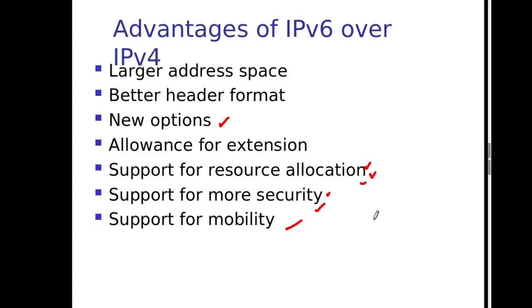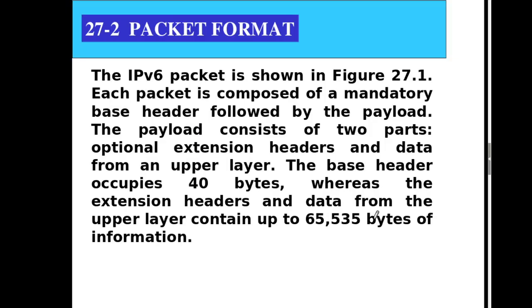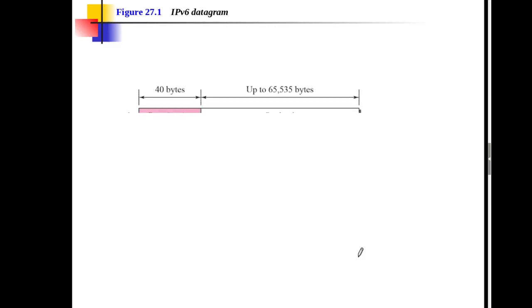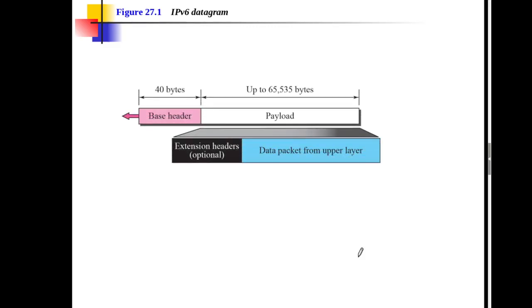So the next thing that you have to see is the packet format. Actually here you have to understand this IP version 6 packet you have in your next figure. Basically, each packet is composed of a mandatory base header, which is of 40 bytes, and the additional payload, which is up to 65,535 bytes.